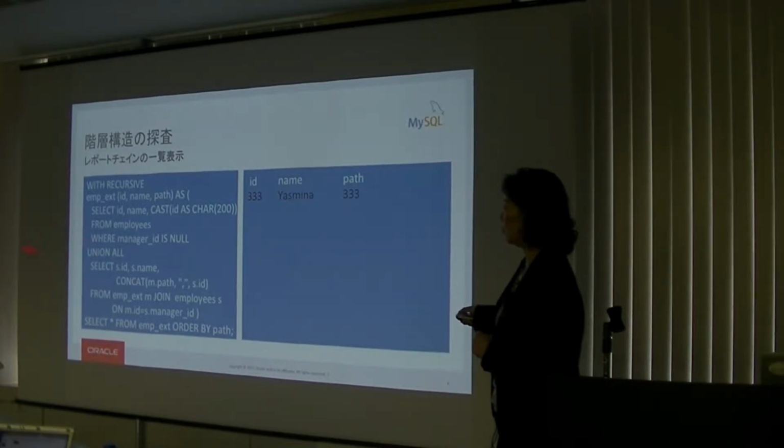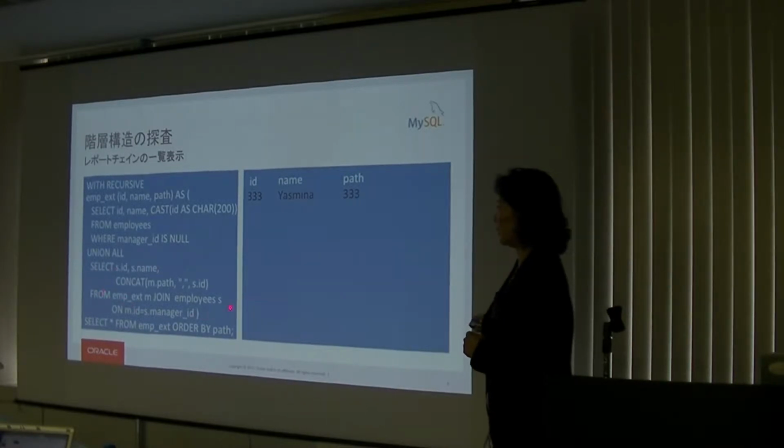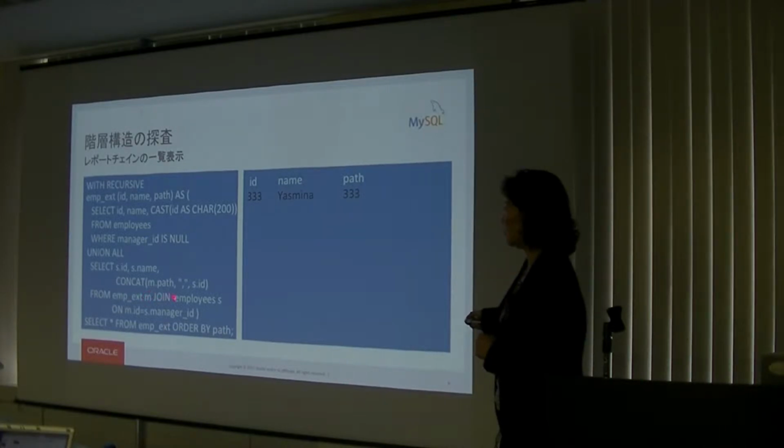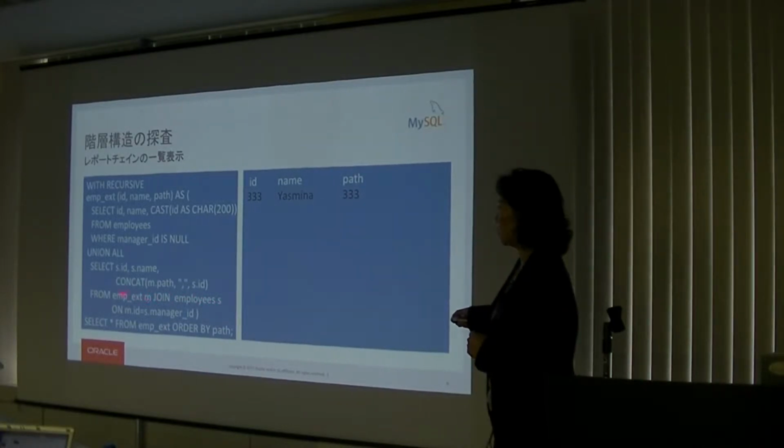Now we do union all. This is the recursive select part. We'll do select ID, name and concatenation of the path, which is this part, from employee_extended and join employees, meaning that we're going to join employee_extended with employees again. Employee_extended doesn't mean the entire result in the temporary table. It means the result set produced in the previous iteration. In this case, we'll join Yasmina with the full employee table.